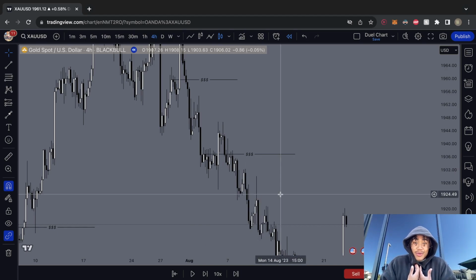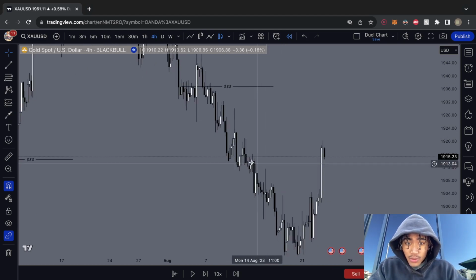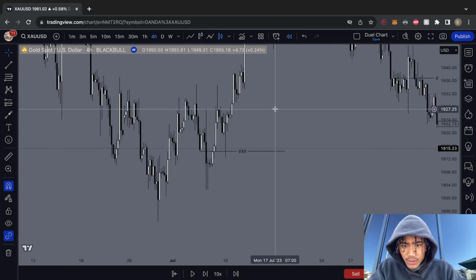I cannot make this stuff up. As much as I would like to, I cannot make this stuff up. This is how price action moves. And so those are two examples there. I'm going to show you another example here.